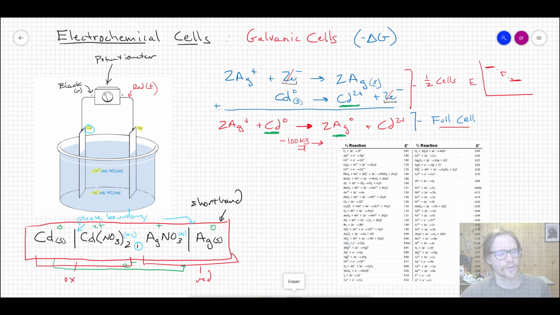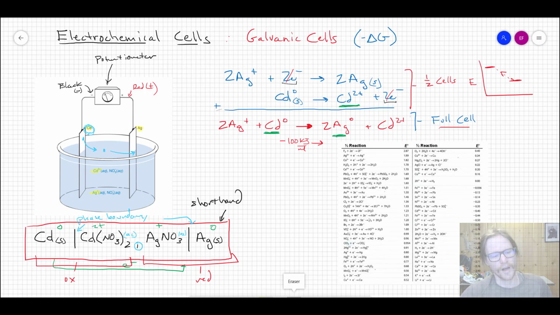And then, as we're moving from left to right, from cadmium, we moved from the solid into the solution, we denoted that solution, and then from the solution, we moved to the next solid, which in this case would be silver solid. And so, of course, there's another phase boundary to note the difference between the aqueous phase and the solid silver phase.